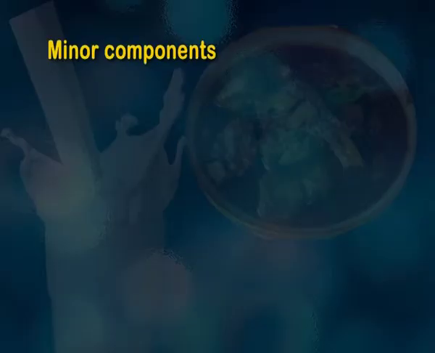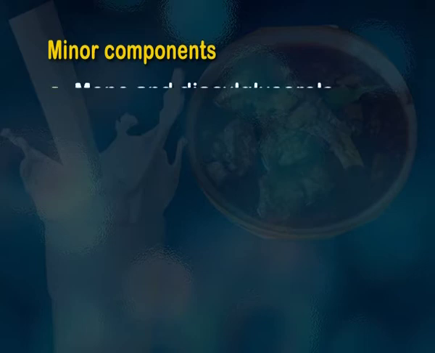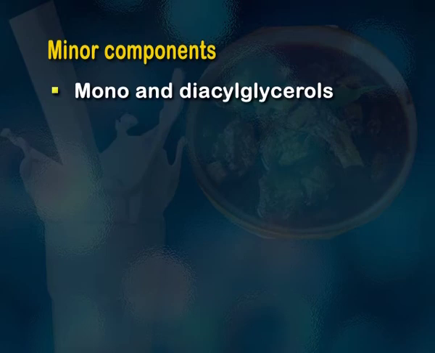Now, looking at the minor components. There are many minor components. The first one is mono and diacylglycerols. Mono and diacylglycerols are the mono and diesters of fatty acids and glycerol. They are prepared commercially by the reaction of glycerol and triacylglycerols or by esterification of glycerol and fatty acids. They also occur naturally in very minor amounts in both animal and vegetable oils.